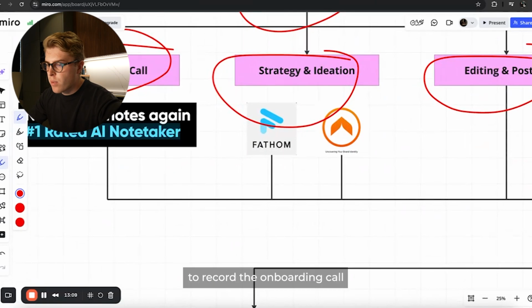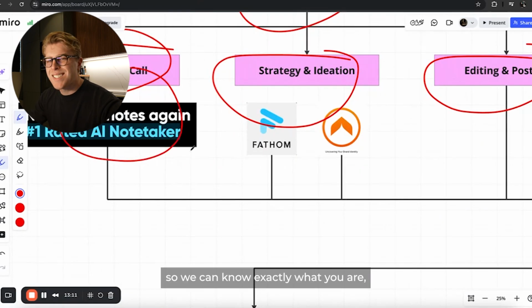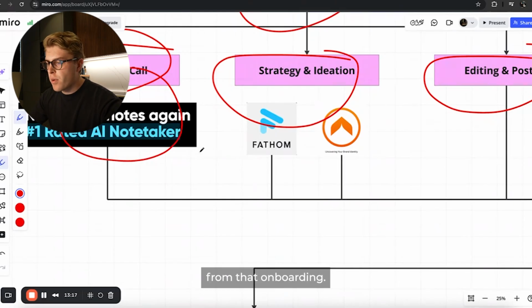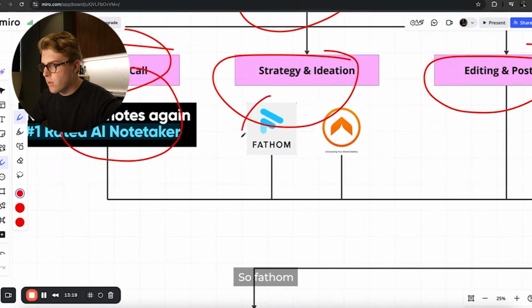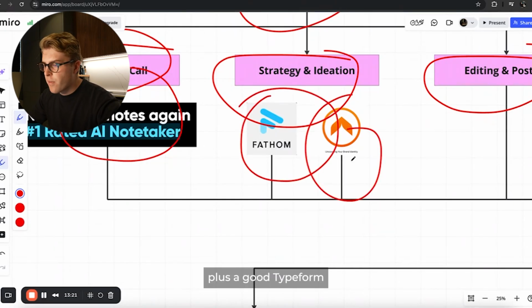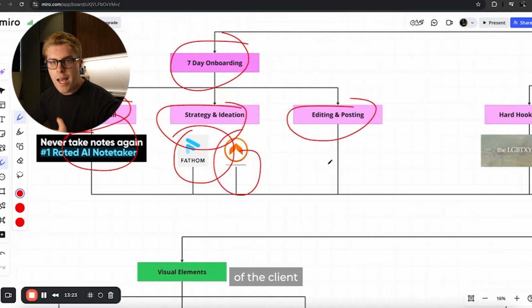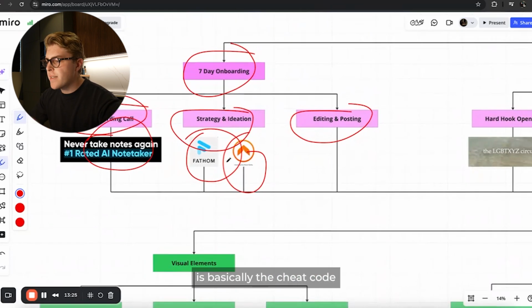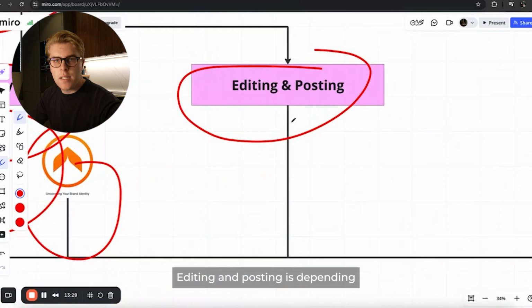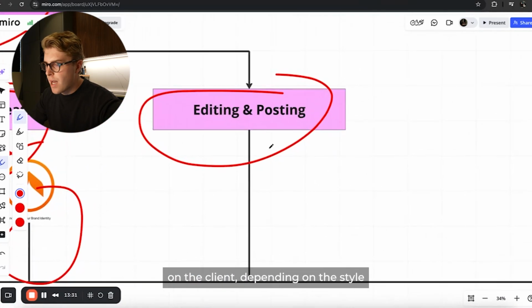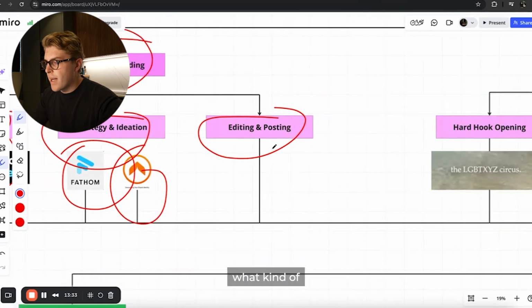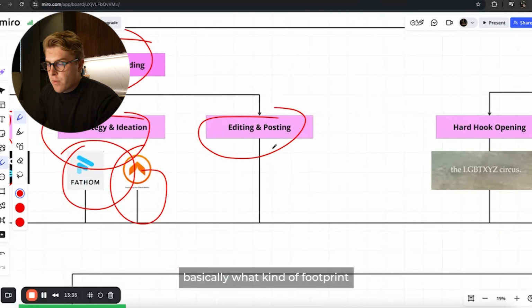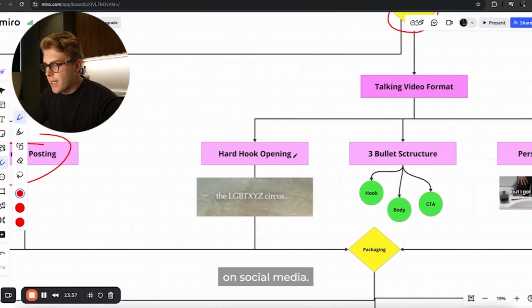We use Fathom to record the onboarding call so we can know exactly who you want to attract. And we can take very good notes from that onboarding call and implement it into our strategy. So Fathom plus a good type form about the brand identity of the client that we are working with is basically the cheat code in order for us to get results like this. Editing and posting is depending on the client, depending on the style that they want, depending on what kind of footprint they want to leave out there on social media.